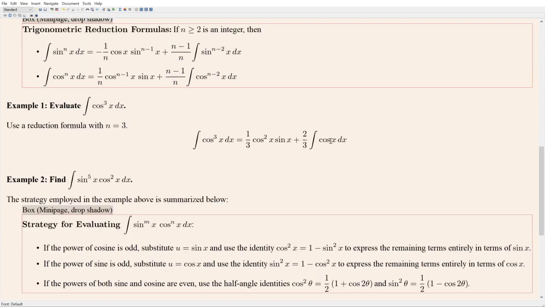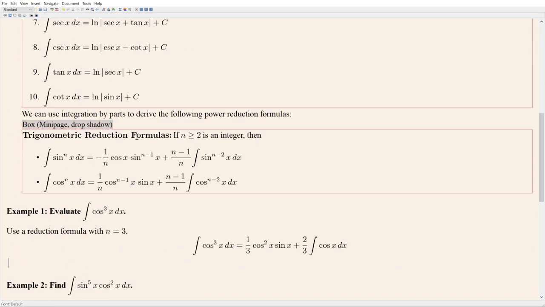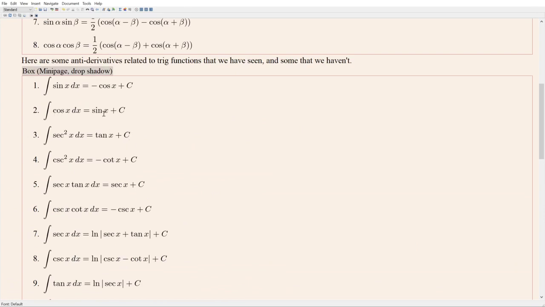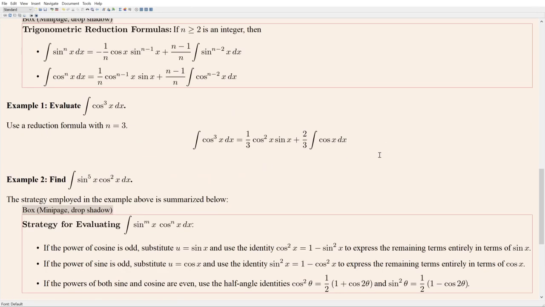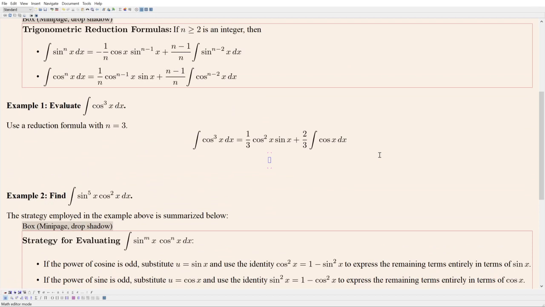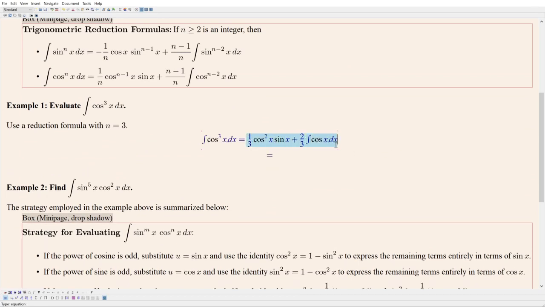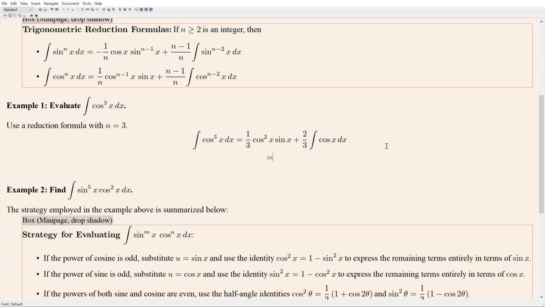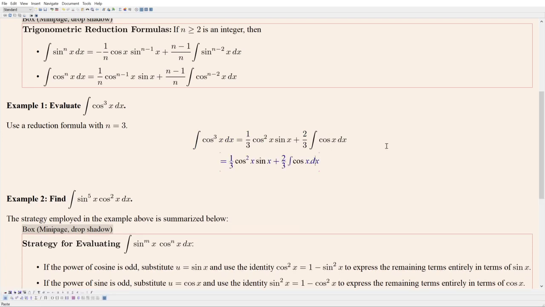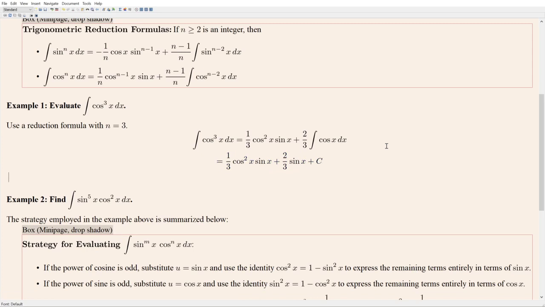So there we go. And now the integral of cosine, well, we already know what that is. The integral of cosine is sine. So at this point, we're pretty much done. In fact, let me just do this. Integral of cosine is sine. And there we go. So indeed, these reduction formulas are pretty easy to work with.